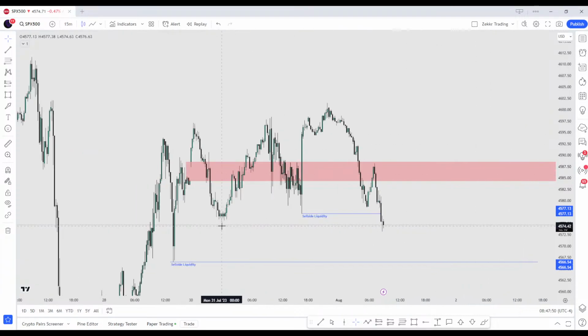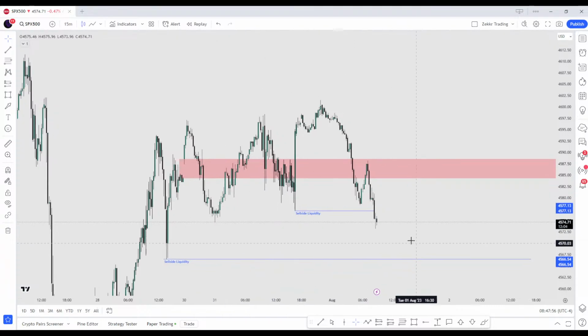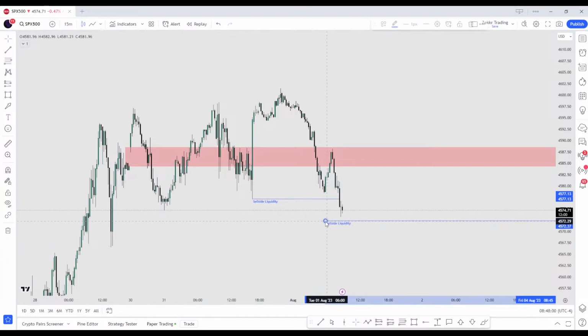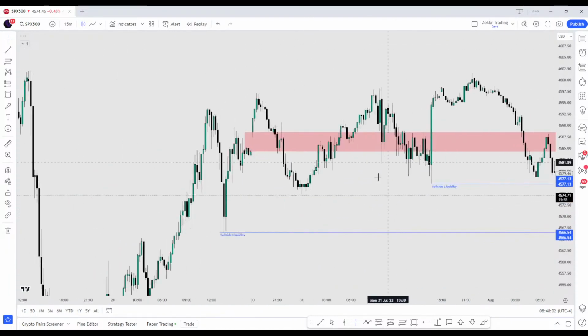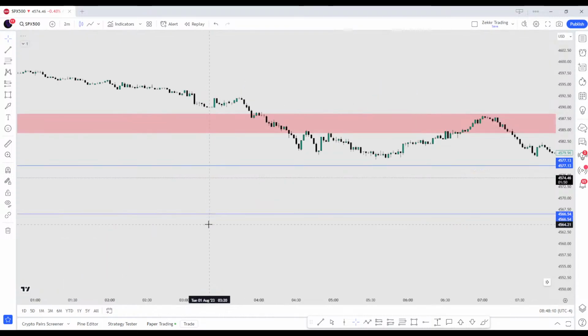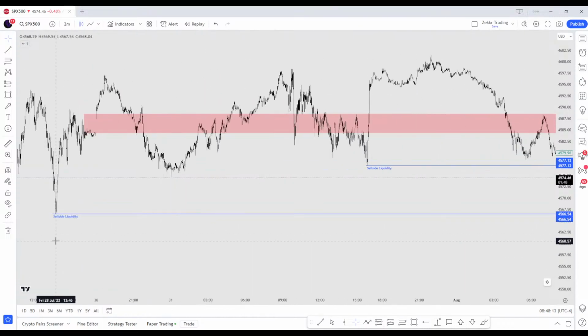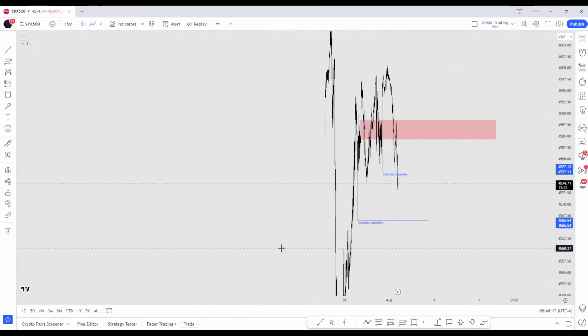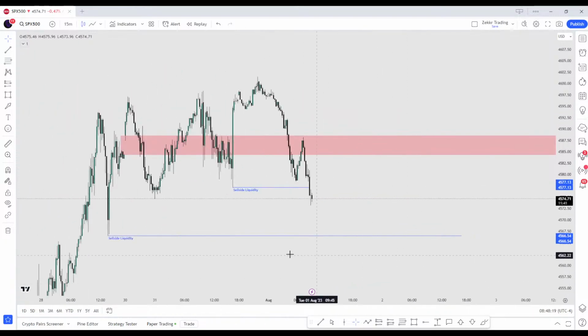So we have midnight sell side liquidity. We have previous day sell side liquidity right here, and then we have, yeah, this is PM session sell side liquidity from the previous day, right? It's 13:30. If we go to 2-minute, yeah, this is PM session sell side liquidity, which I would prefer to see swept.